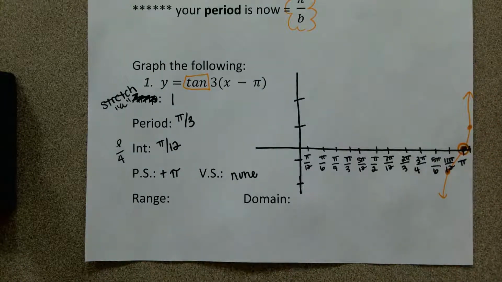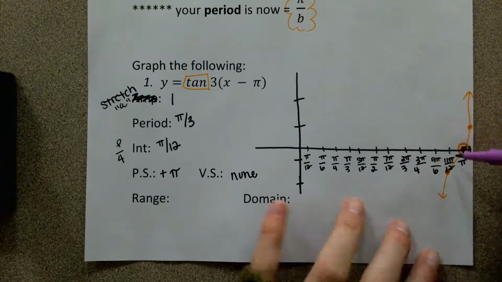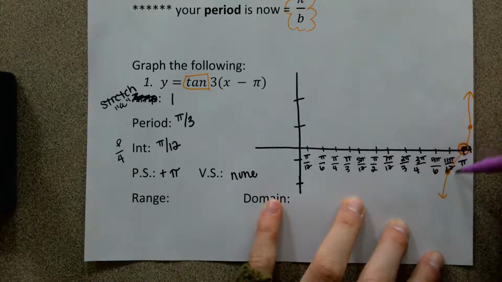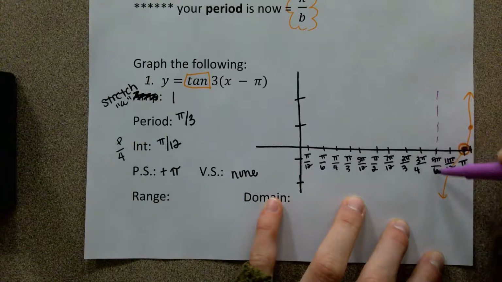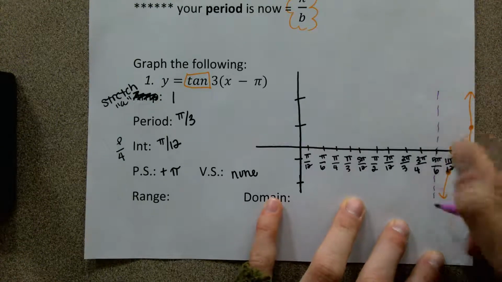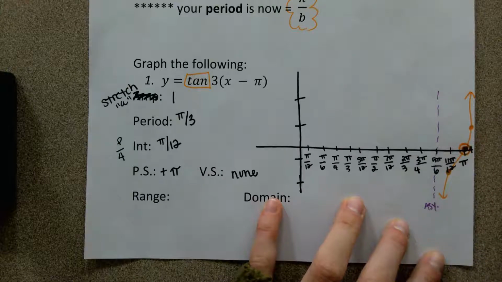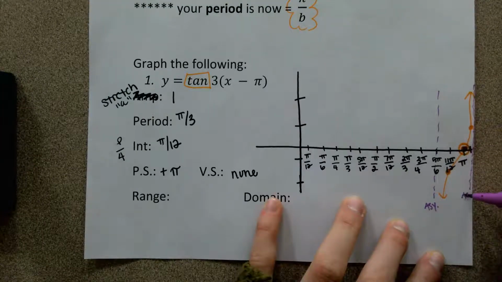I'm totally off the paper, but I'm going to have vertical asymptotes at the next interval over. So this ended at 11 pi over 12. My next interval, 5 pi over 6, sorry. I'm going to have an asymptote. Okay, if I could fit one over here, I would also have one over here. Gosh.